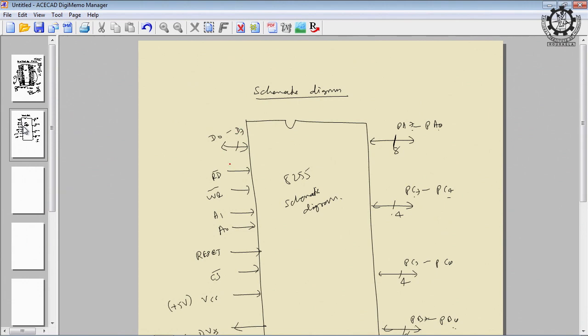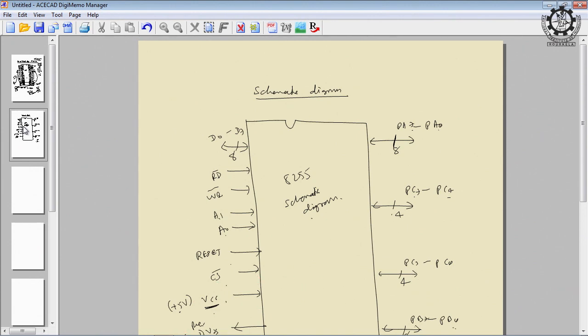So, on the left side D0 to D7, just write 8, and we know that read bar and write bar are there, and the address connection A0 to A1 is connected to the 8255, that we also discussed. The reset signal is there, chip select is there, and the power supply is there. This is the reference voltage, this is the plus 5 volt, that makes a complete circuit.